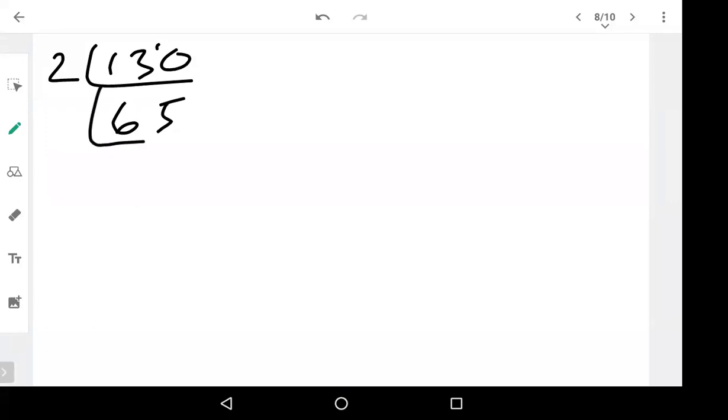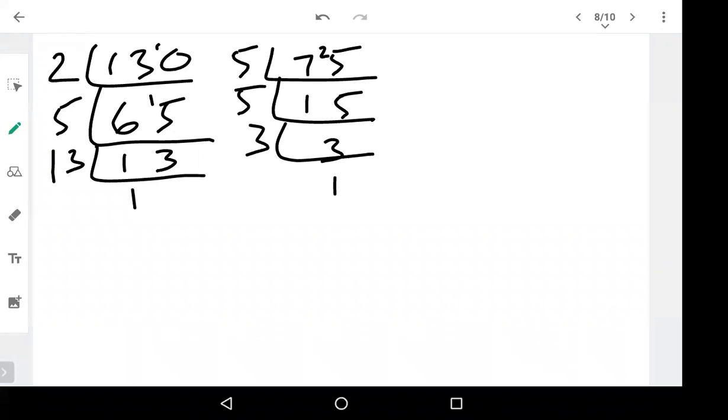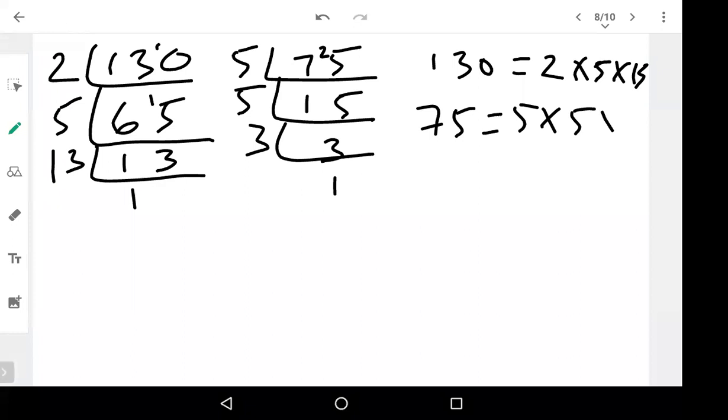And then we'll go with 5. 5 ones are 5, 1 carry over. 5 threes are 15, and then we have 13. 13 ones are 13. And then which is the other number? 75, right? So we'll start with 5 directly. 5 ones are 5, 2 carry over, 5 fives are 25, 5 threes are 15, 3 ones are 3. So for 130, 2 into 5 into 13, and for 75 I have 5 into 5 into 3.